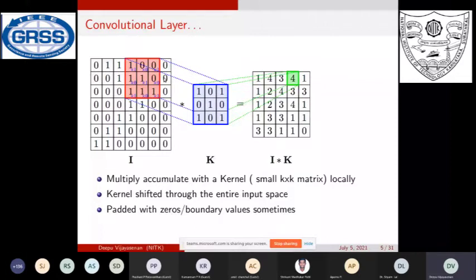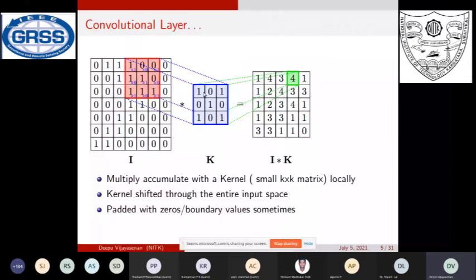Okay, so here one of the examples is shown. It's these 9 values 100, 110, 111 getting multiplied and accumulated with this kernel. This is 101, 010, 101. So you will multiply, you will get these 1, 2, 3, 4 values here, this 3 and this one. This one is getting multiplied with 0. So you get the output 4 here.